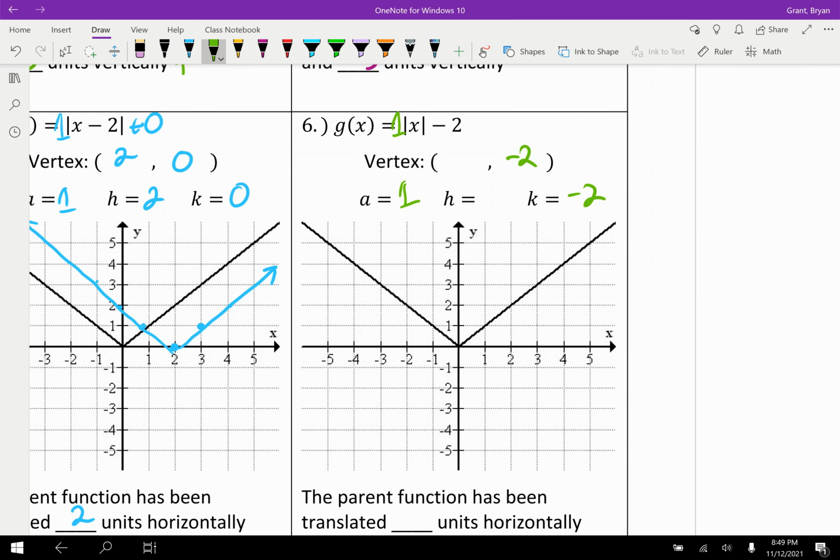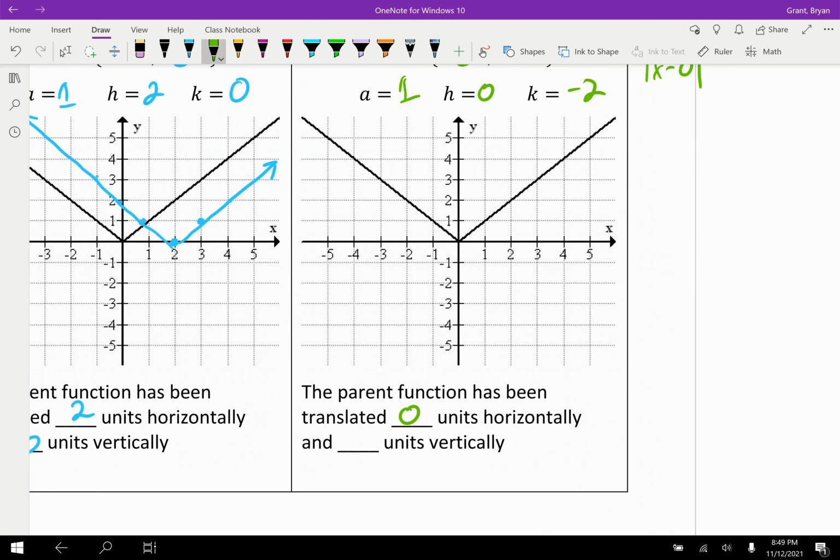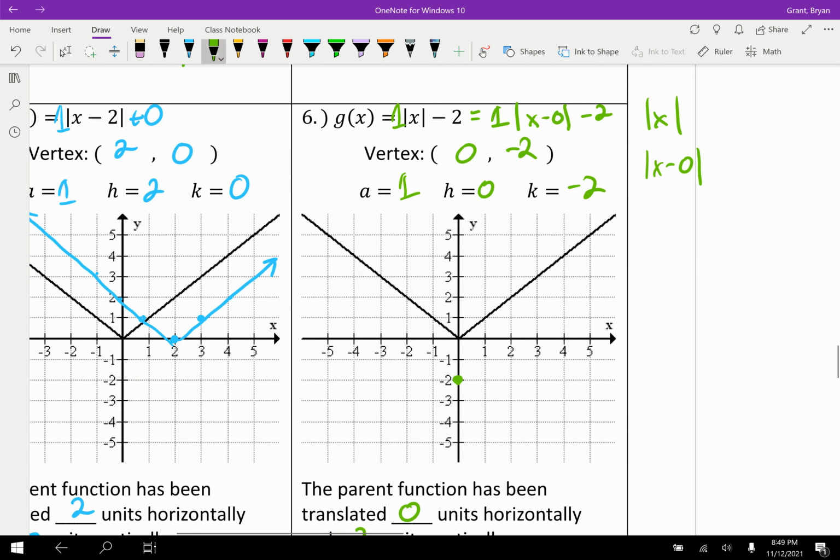So what is h? Well, again, the parent function is at 0, 0, which means that there is an extra 0 hiding inside if you see nothing there. So you could rewrite this with the 1 on the outside, x minus 0 minus 2, to see that h is 0. So we shift 0 units horizontally, negative 2 units vertically, which starts us right here, and then up 1 over 1 in each direction.